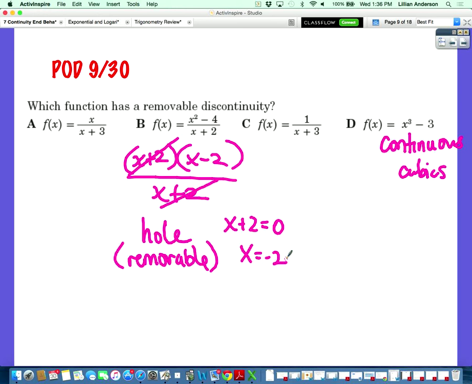What's going to make this undefined? -3. Because if x equals -3, that means we would have a 0 in the denominator. So if you take the denominator, set it equal to 0, and find the value that makes the denominator 0, then it has infinite discontinuity. There is a vertical asymptote at -3.